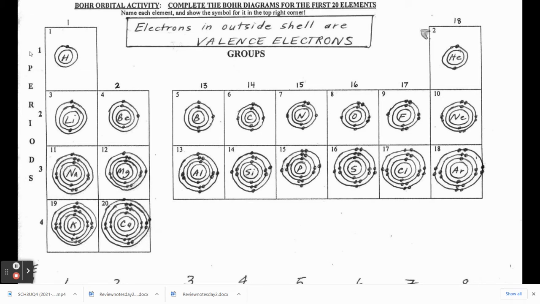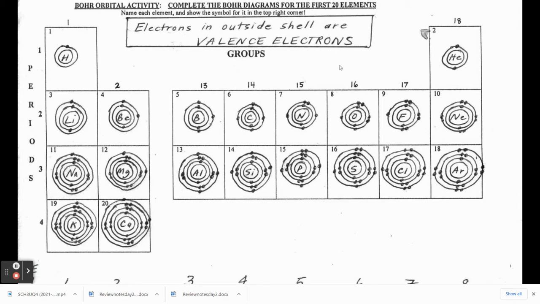You can see the period number. If you're in period 1, 1 shell. Period 2, 1, 2 shells. Don't count the nucleus. Period 3, 1, 2, 3 shells. And so on and so forth. And then period 4, 4 shells.